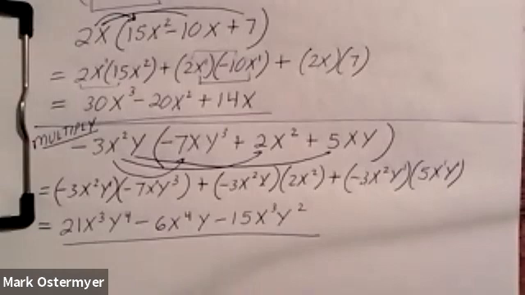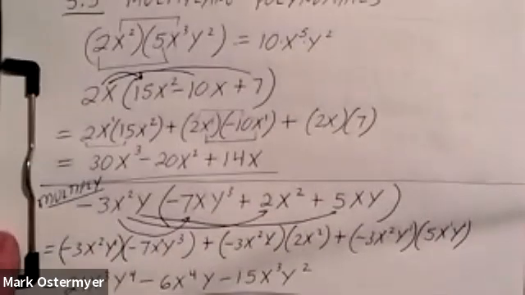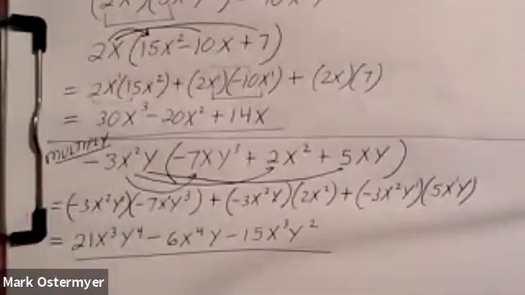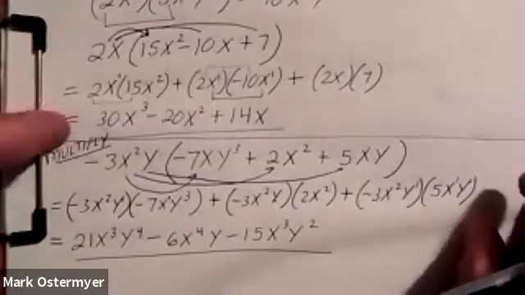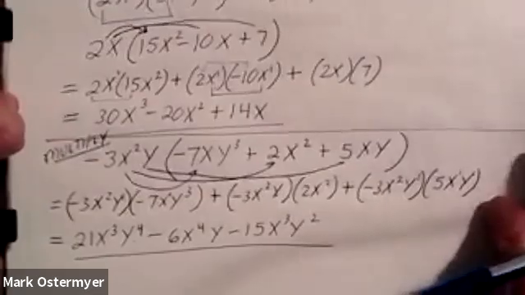So I have shown you now how to multiply a monomial by a polynomial. What happens if we want to multiply two binomials together? Two binomials. How would you multiply two binomials together? Well, we'll tackle that next.